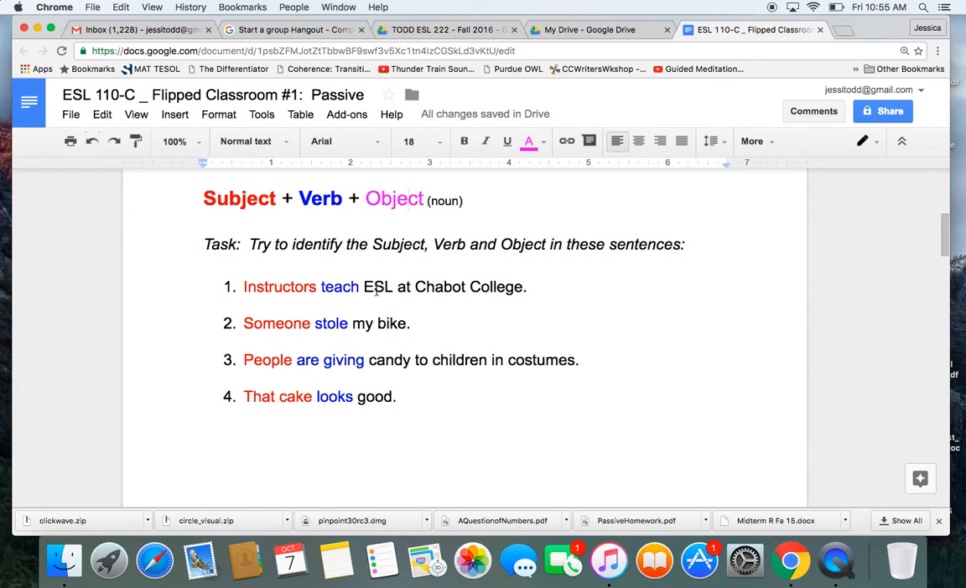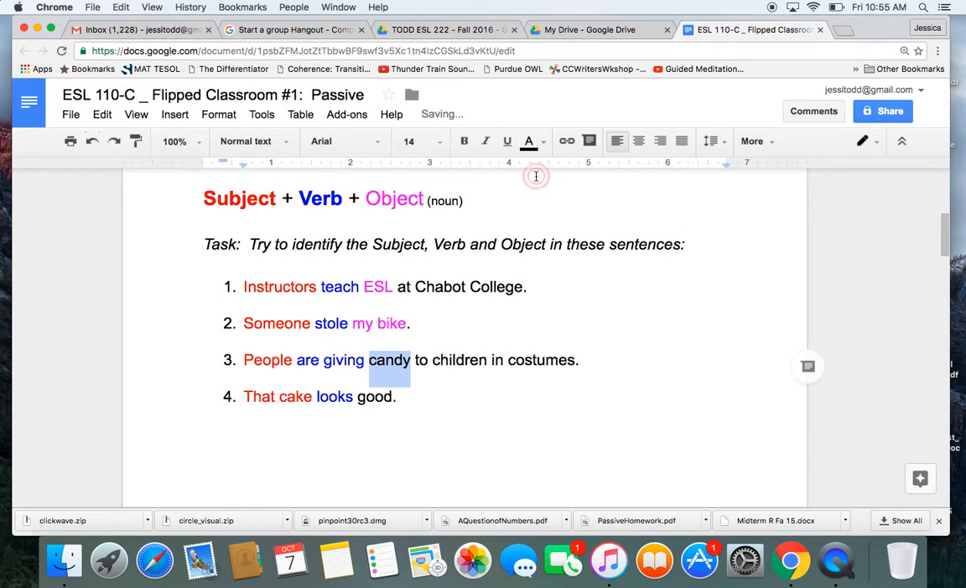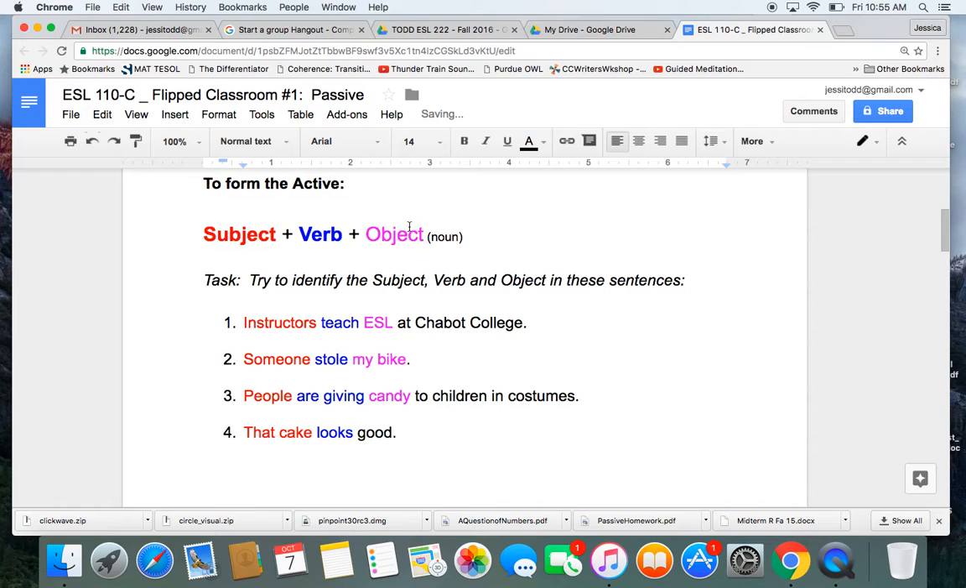And finally, for the object, right? The object is the one that's a little bit tricky. Remember, it has to be a noun, okay? So ESL is an object. My bike is an object, okay? Candy is the object here. And finally, good. Is good a noun? No, good is an adjective. So here in number 4, actually, it does not have an object, okay? Very good. So again, this was how to form the active sentence: subject, verb, and object.